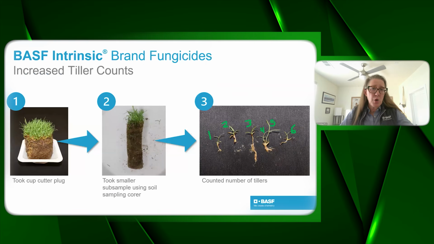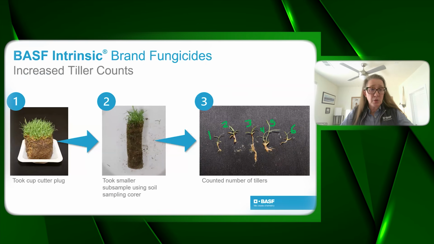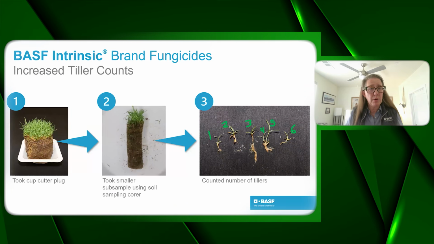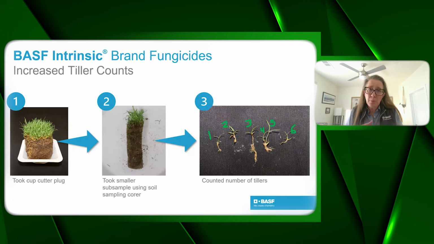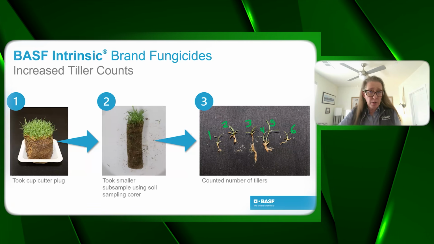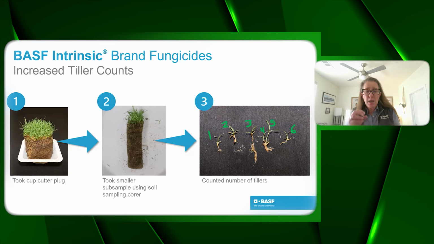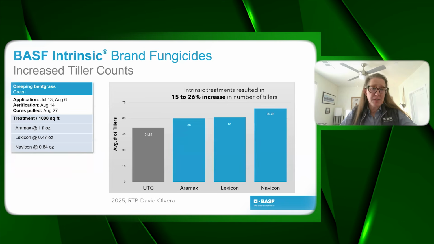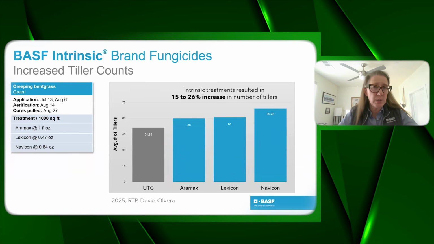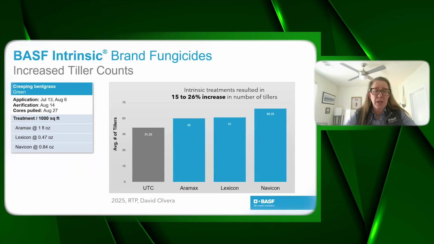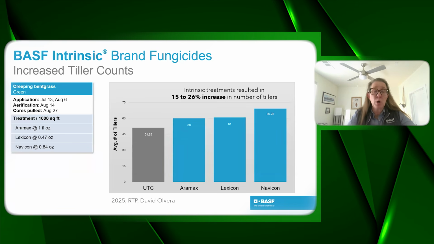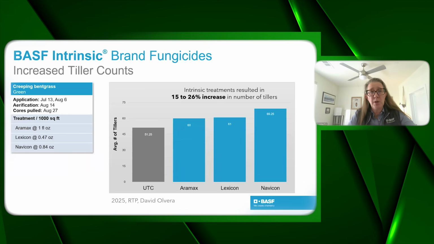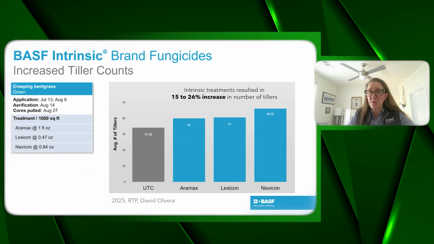We also do these kinds of trials where we do tiller counts. So we take a cup cutter plug of that cool season turf we grow in our greenhouse. From that plug, we then take a core, pull it all apart, and count the number of tillers. And we do comparisons between the products. The reason we did that is if you've used Lexicon, if you like Lexicon, you know what it does. When we brought Navicon Intrinsic to the market, we wanted to know it does it too, right?